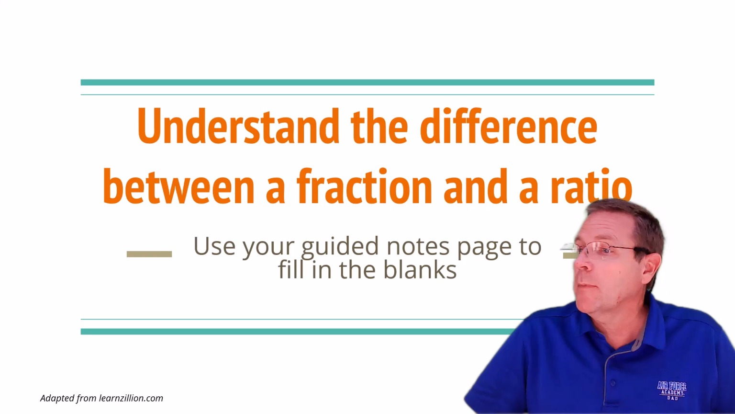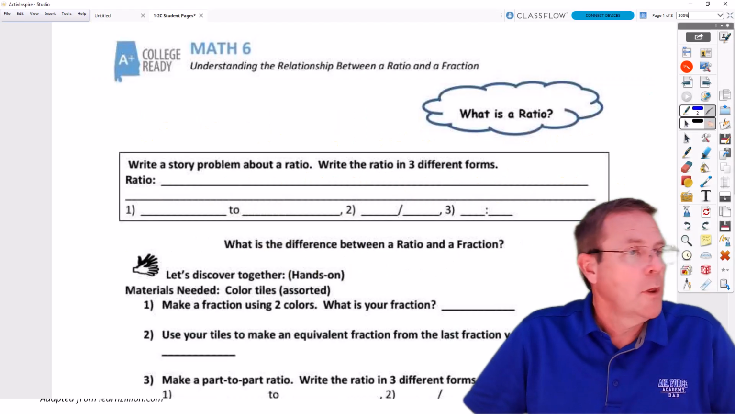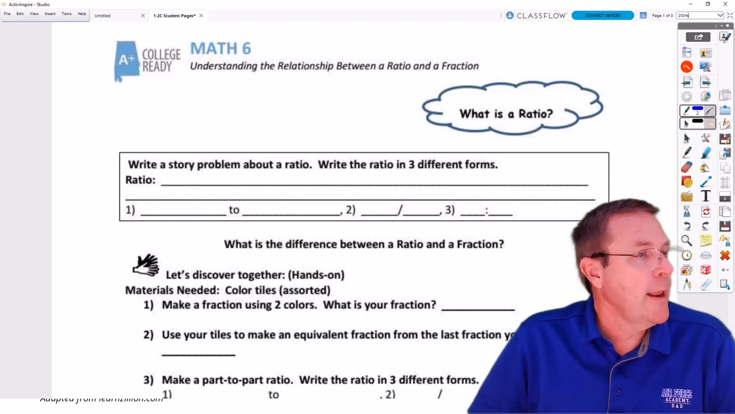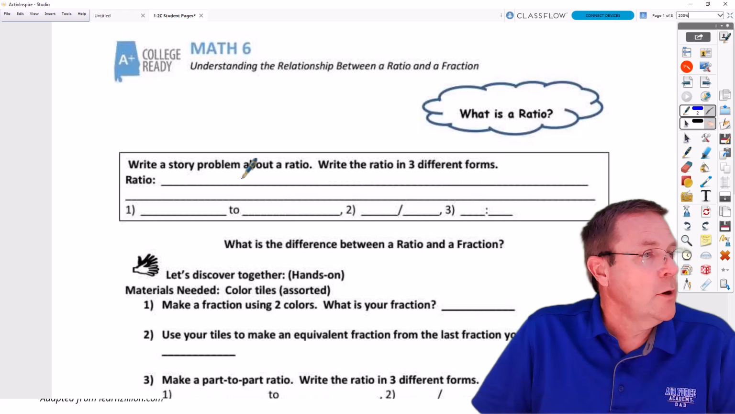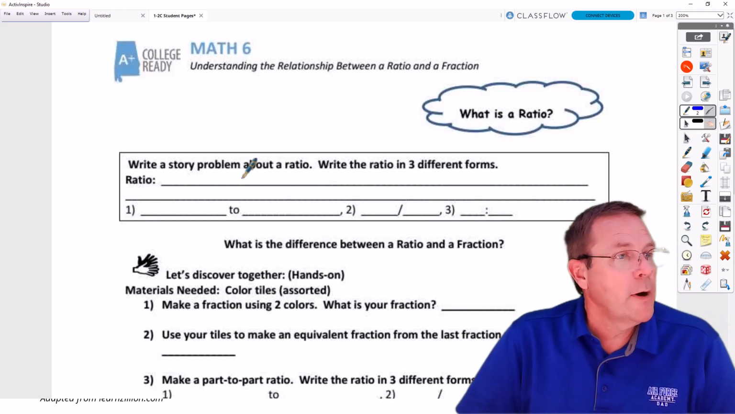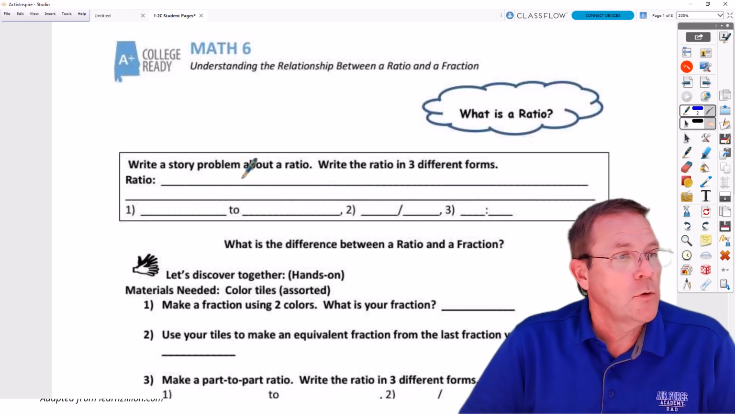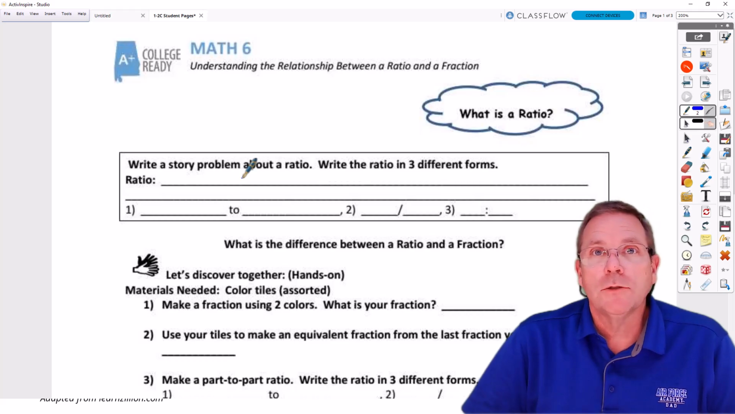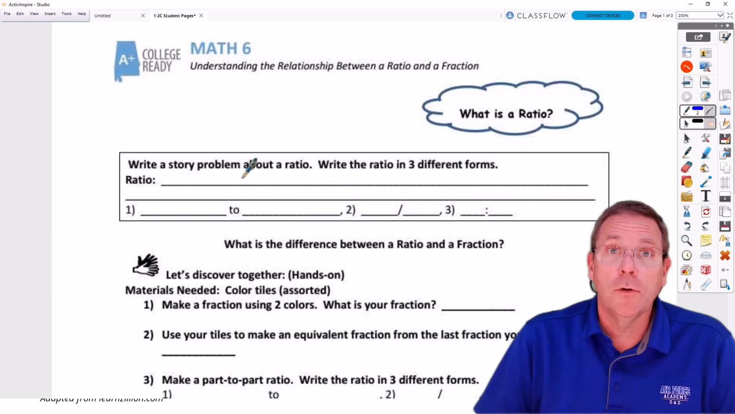And let me find that here. There it is, on my student pages, and you're going to answer this part here. You're going to write a story problem about a ratio, and then you're going to write that ratio in 3 different forms. Go ahead and take a second and pause the video to do that right now.